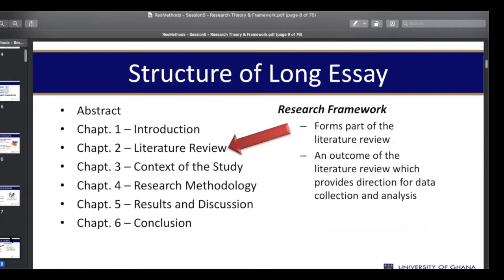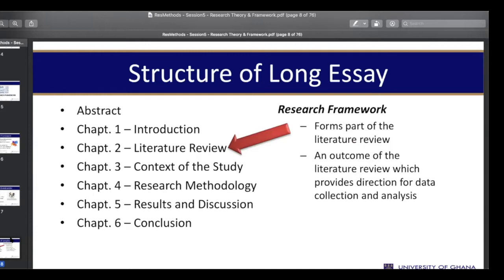Now, when you are doing a long essay, your research framework is supposed to be an outcome or part of the discussions in the literature review. So I told you earlier that when you are doing your long essay, the literature review explains the concepts that you are going to use. After you have explained the concepts, it is important to go ahead and illustrate the research framework that you want to be able to use. So that is why we say the research framework forms part of the literature review of your long essay.